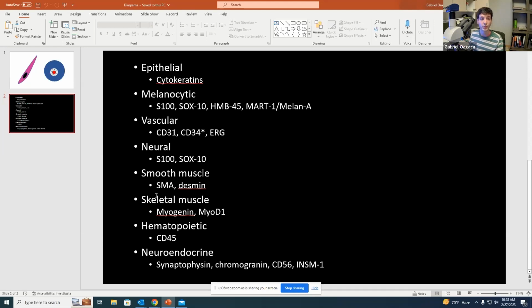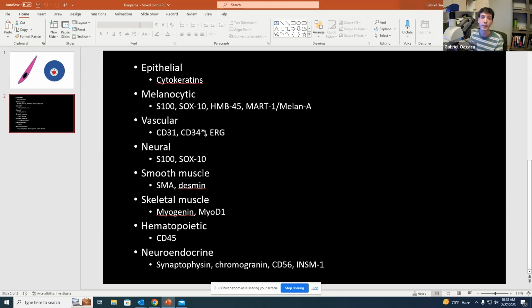Other lines of differentiation include vascular. CD31 and CD34 are good stains for vascular. I put a little star on CD34 just because CD34 can stain a lot of other things, not necessarily just endothelial cells, such as blasts in leukemia cutis or a DFSP. So it's really important, and I want to emphasize the fact that with CD34, you've got to know what you want to be staining for prior to using it. Otherwise, you might get a result that you don't really know what to do with.